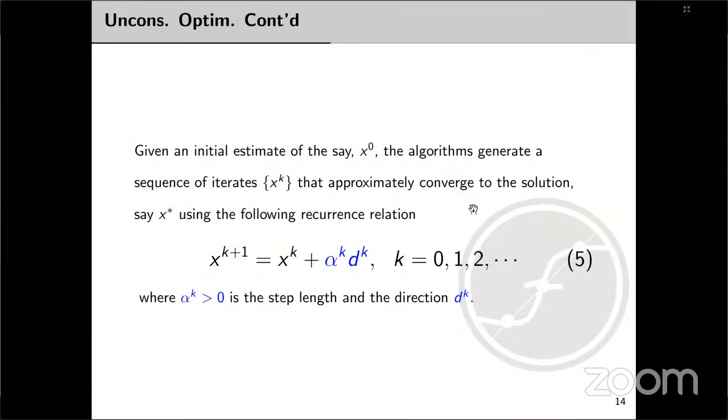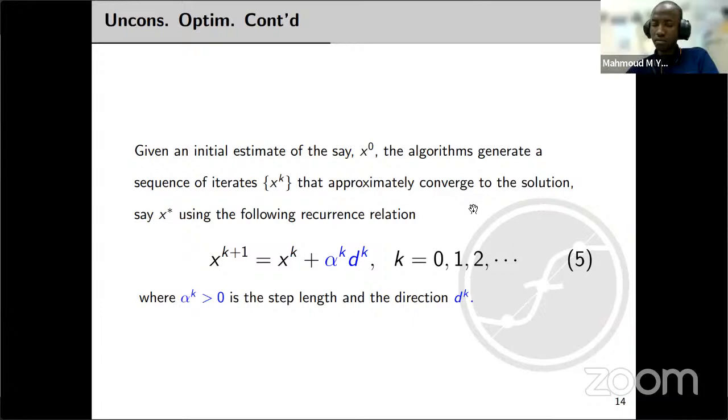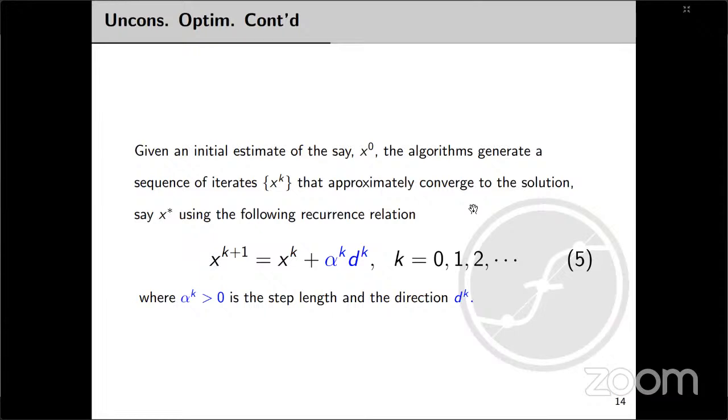So, for example, suppose we have an initial estimate, say x naught. Using an algorithm, we generate a sequence of iterates x_k, which converge approximately to the solution, using the recurrence relation, where alpha_k is the step length and d_k is the direction.